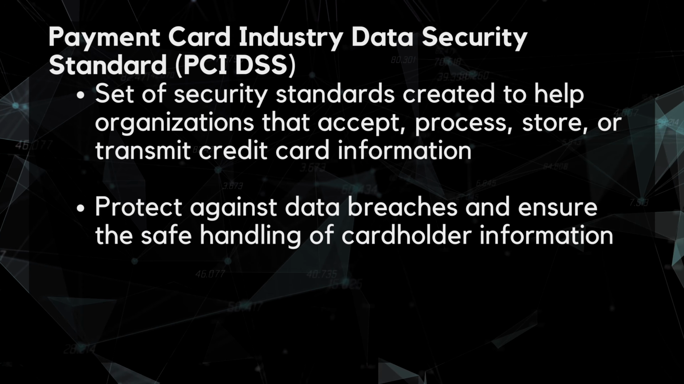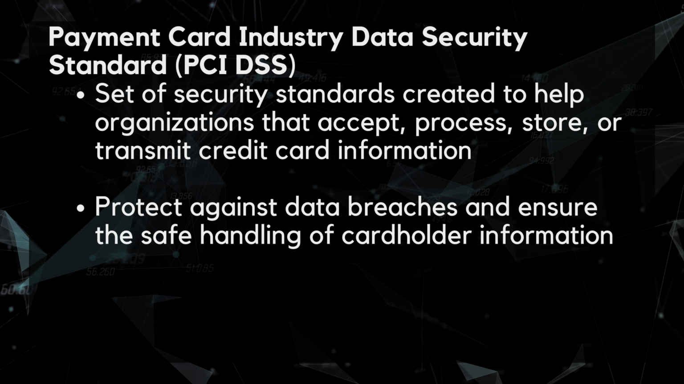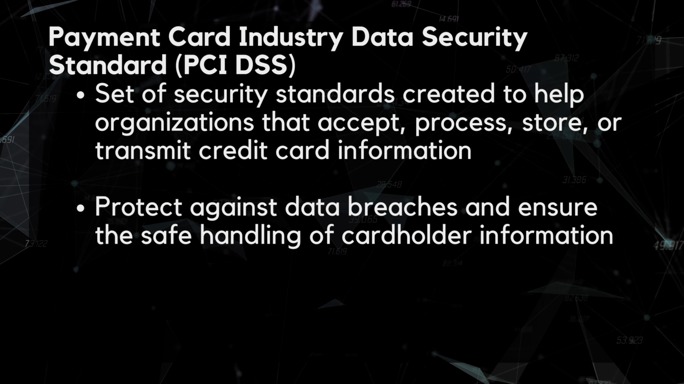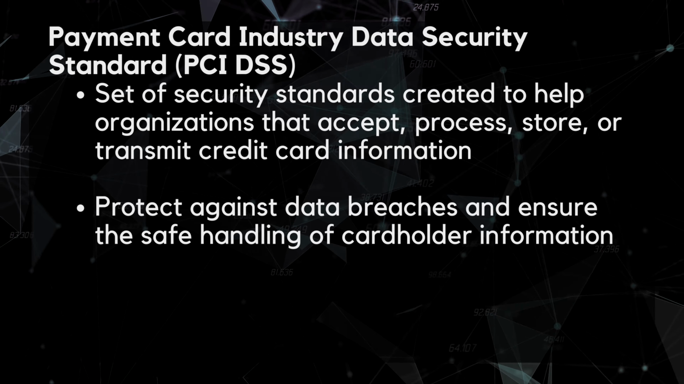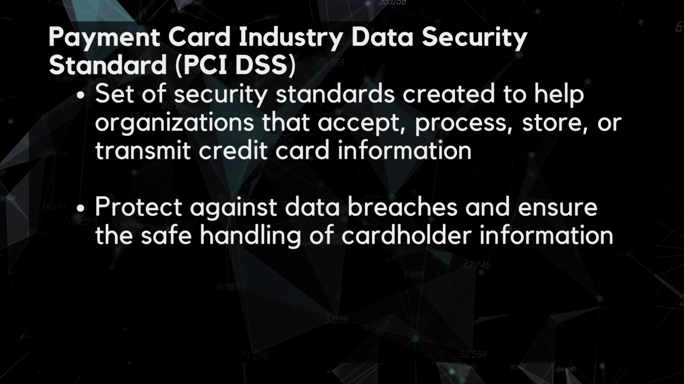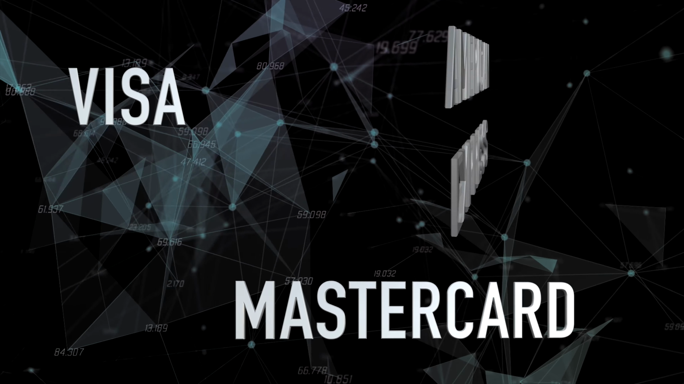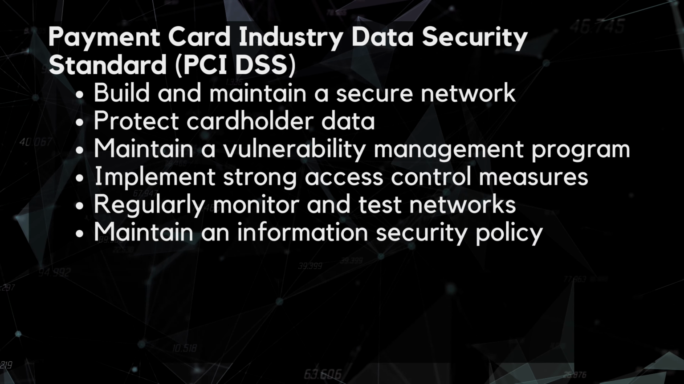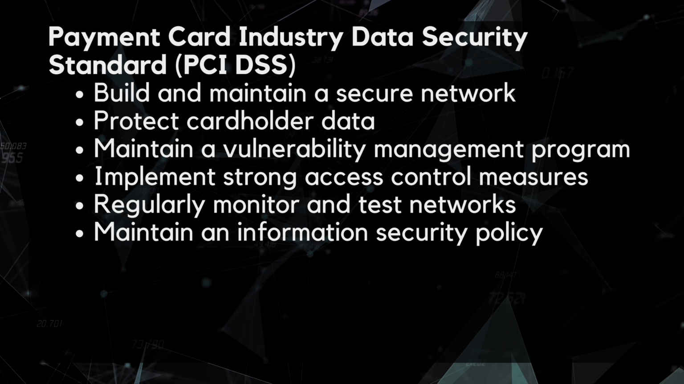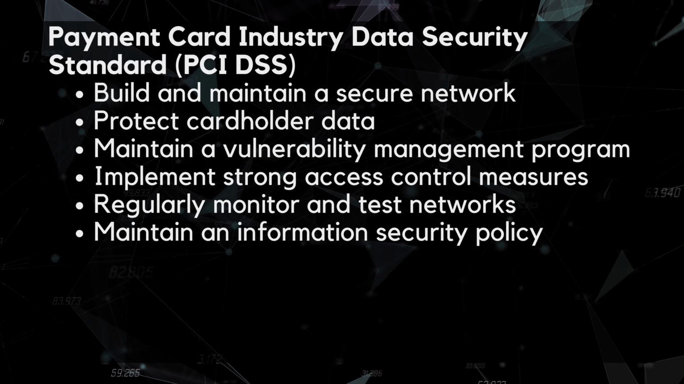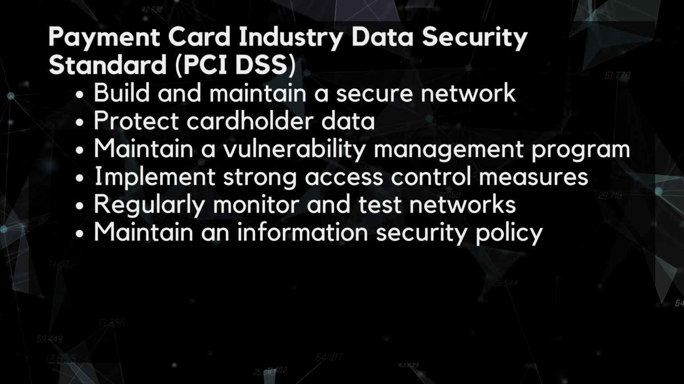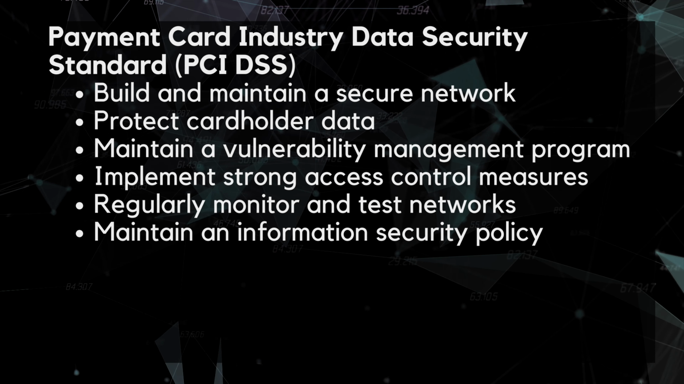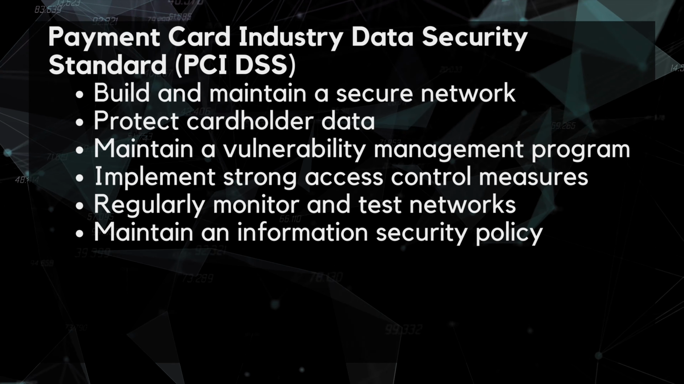PCI-DSS is a set of security standards created to help organizations that accept, process, store, and transmit credit card information to protect against data breaches and ensure the safe handling of cardholder information. The standard was created by major credit card companies including Visa, MasterCard, American Express, Discover, and JCB. The standard includes six main categories of requirements, which are: build and maintain a secure network, protect cardholder data, maintain a vulnerability management program, implement strong access control measures, regularly monitor and test networks, and maintain an information security policy.